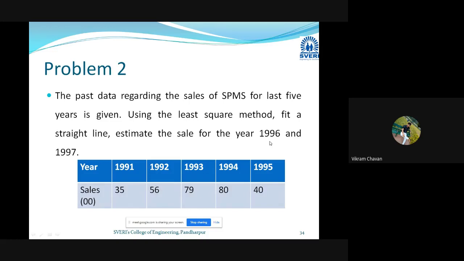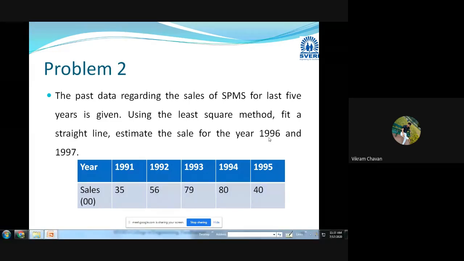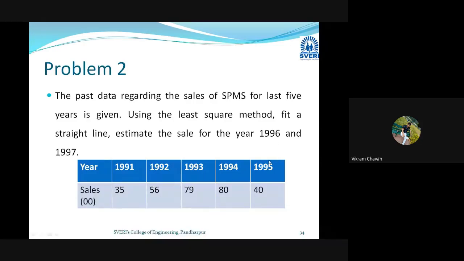So just put the value of x for the year 1996 as 3 in the straight line equation, and find out the forecasted sales for that particular year. And once again, you have to put x is equal to 4 in the equation, and find out the sales forecasting for the year 1997. Just tell me the forecasted sales for the year 1996 and 1997.